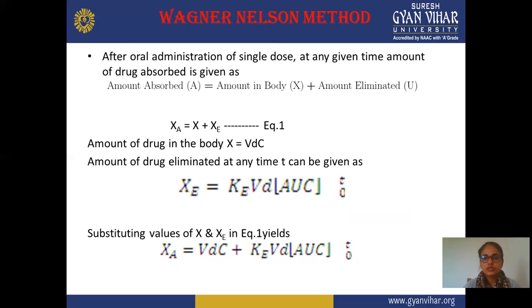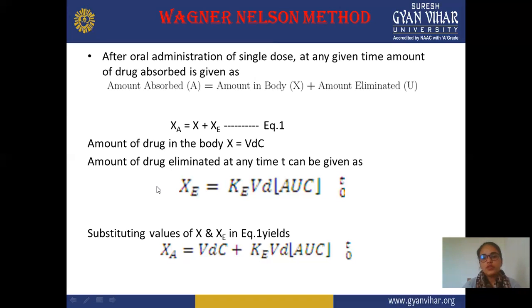The amount of drug in the body is X equals VD into C. This is a simplified equation of volume of distribution, because volume of distribution is equal to X by C. Then we can also write that X equals VD into C. The amount of drug eliminated at any time t, meaning how much drug is excreted out or eliminated at a particular time, we write as XE equals KE into VD in bracket AUC from 0 to t.